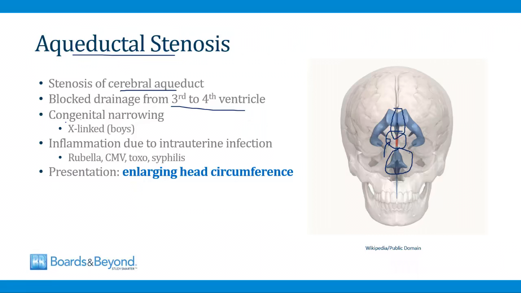Aqueductal stenosis can occur as a congenital problem. This is usually an X-linked disorder seen more commonly in boys. It can also develop as a complication of inflammation due to intrauterine infection from some of the TORCH infections that are dangerous during pregnancy. These include rubella and CMV, and toxoplasmosis and syphilis. And the presentation, as I mentioned before, will be a baby with an enlarging head circumference and possibly bulging fontanelles.